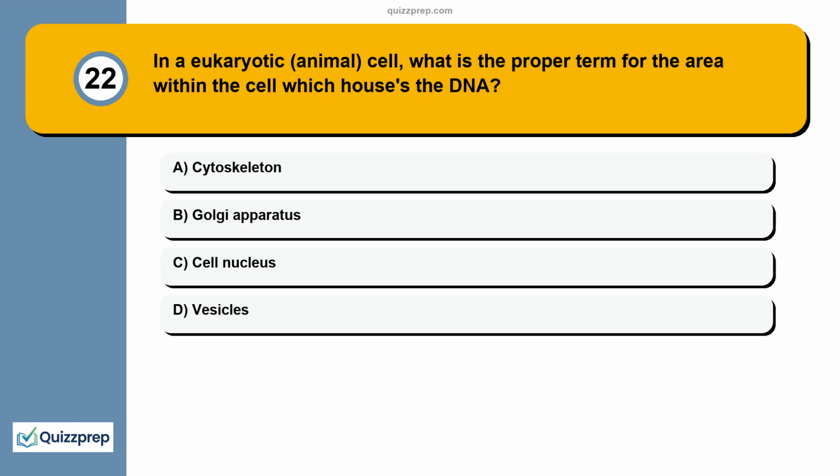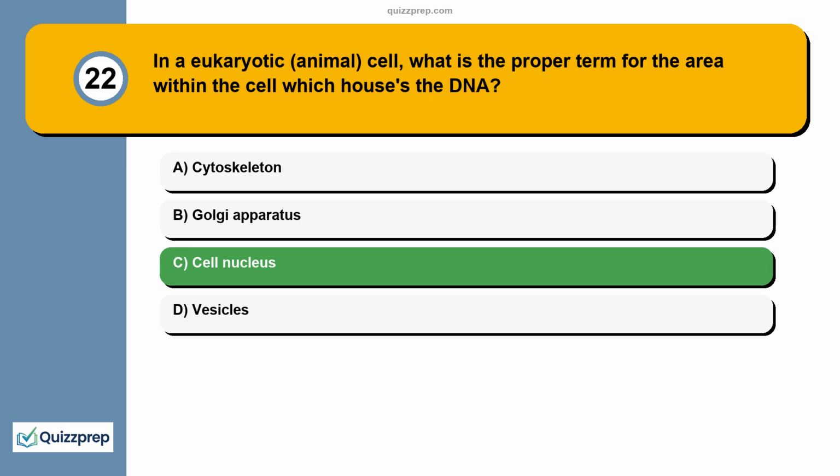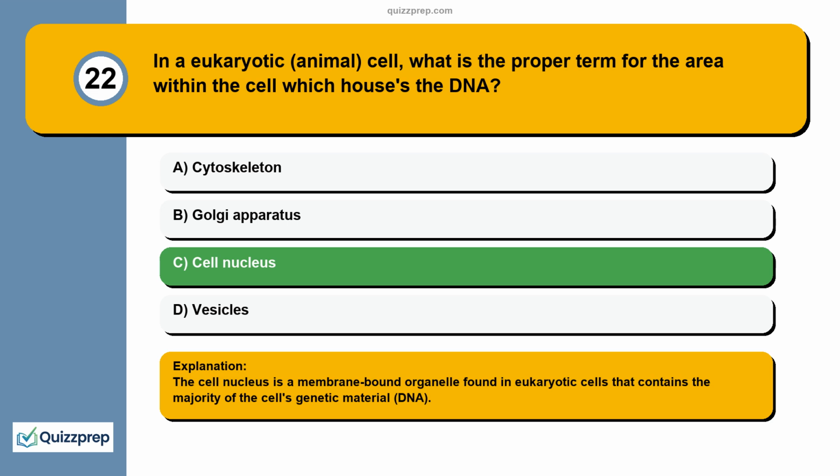Question 22. In a eukaryotic animal cell, what is the proper term for the area within the cell which houses the DNA? Cytoskeleton, Golgi apparatus, cell nucleus, vesicles. The cell nucleus is a membrane-bound organelle found in eukaryotic cells that contains the majority of the cell's genetic material, DNA.